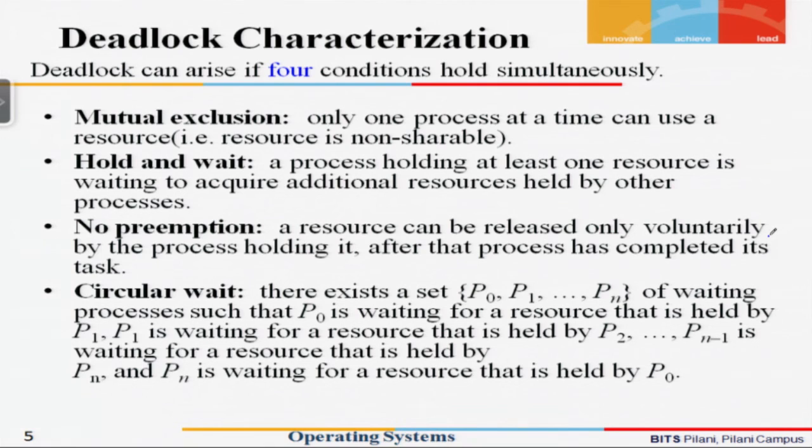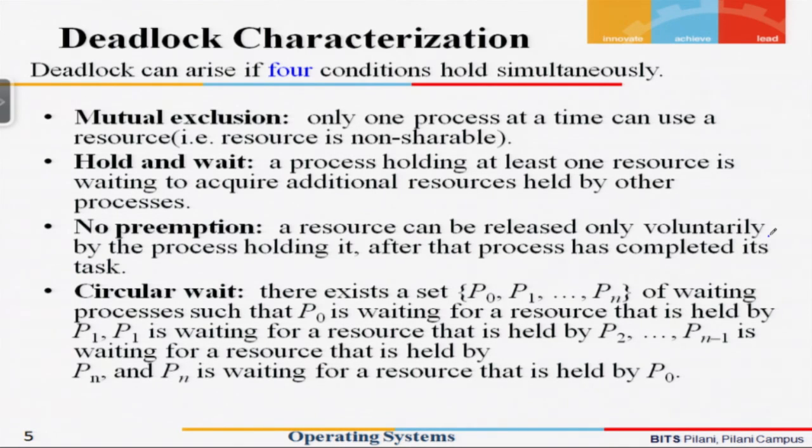So this is the third condition which must occur, and then the final condition is circular wait. Circular wait is something like this: we have a set of processes, say P0 to Pn, and P0 is waiting for a resource that is held by P1, and P1 is waiting for a resource which is held by P2, and finally Pn is waiting for a resource which is held by P0. So there is a circular wait, because of which each process is waiting for a resource which is held by another, therefore a deadlock occurs.